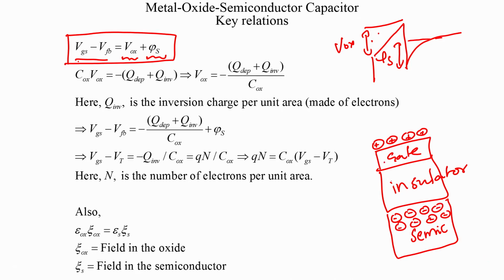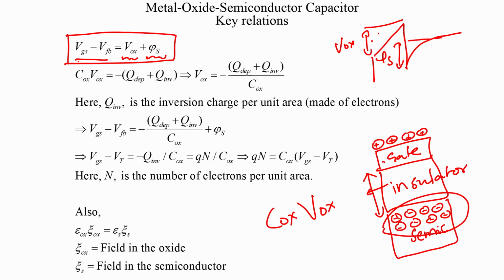If you use your conventional capacitor notations, that is Cox, the oxide capacitance per unit area, into Vox, the voltage across this capacitor, that is the voltage drop across the insulator. So, Cox into Vox has to be the charge stored on the gate, and the charge stored on the gate is the charge in the semiconductor.